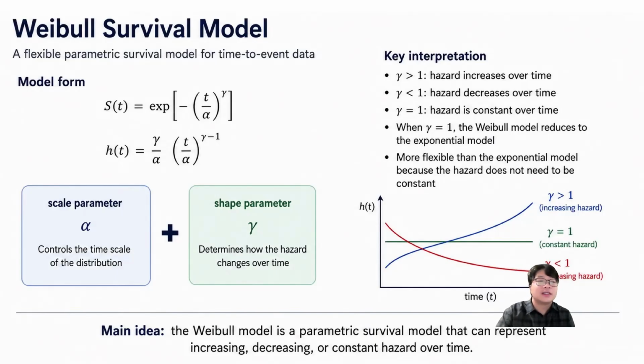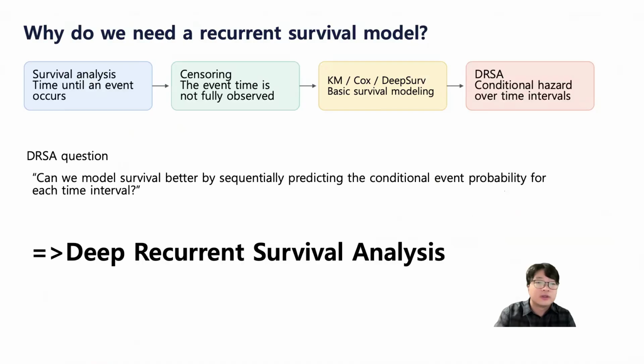So the main advantage of the Weibull model is flexibility. Compared with the exponential model with some constant hazard, the Weibull model can represent increasing, decreasing, or constant hazard patterns. However, it still has a limitation because it assumes a specific parametric form. So why do we need a recurrent survival model? Now we can move toward DRSA.